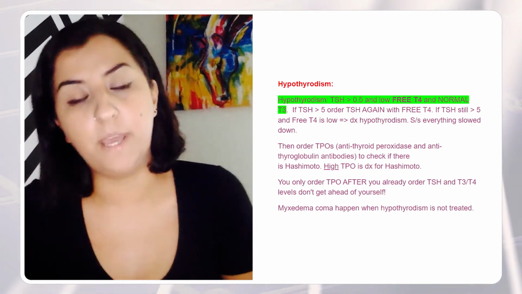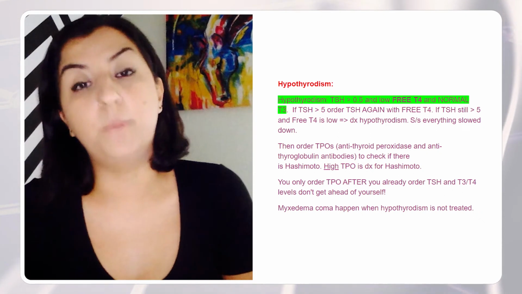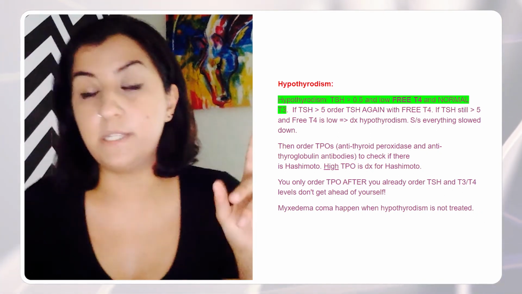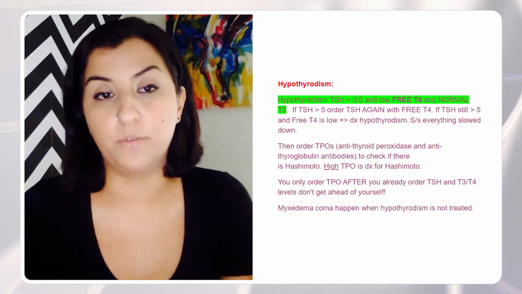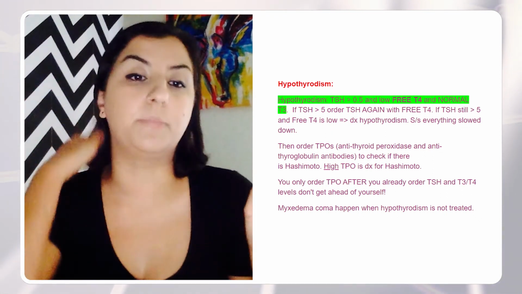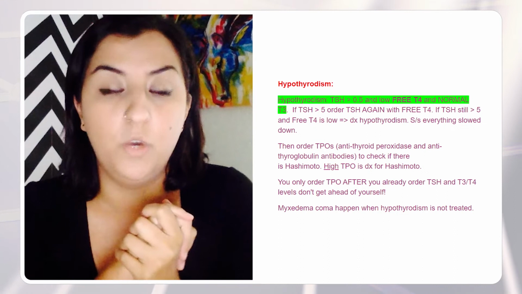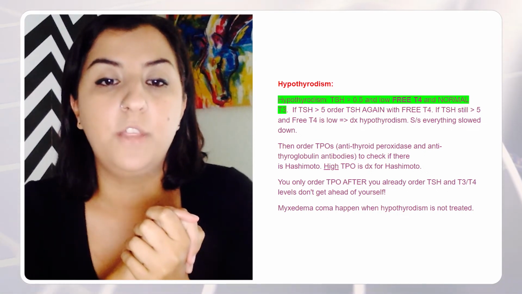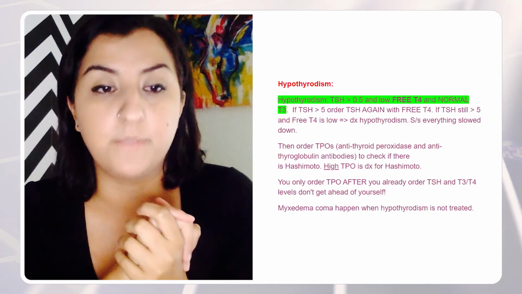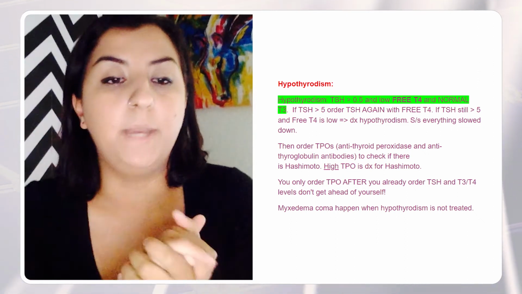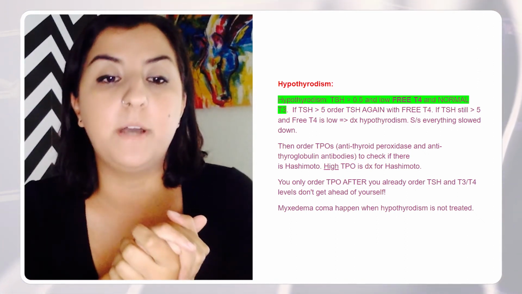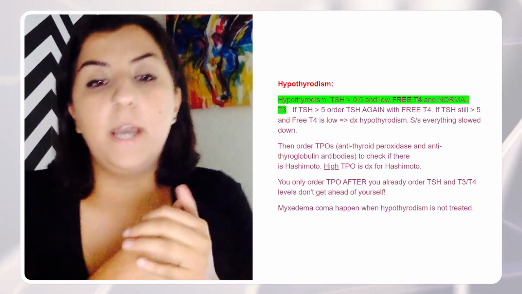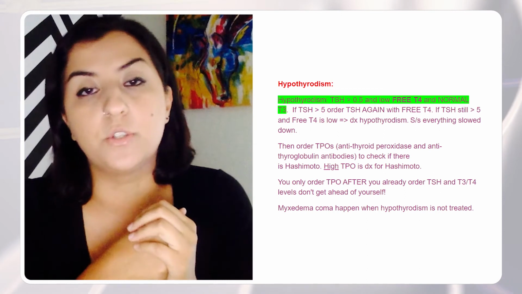So the next step now, after you diagnose someone with hypothyroidism, now you got to rule out another disease, not Graves' disease. Graves' disease is for hyperthyroidism. Now we're going to have to rule out something else. So you order TPO, which is antithyroid peroxidase, and antithyroglobulin antibodies. Why do you order these things? Because now we're going to check for Hashimoto's, okay? High TPOs, that's your diagnosis of Hashimoto's.